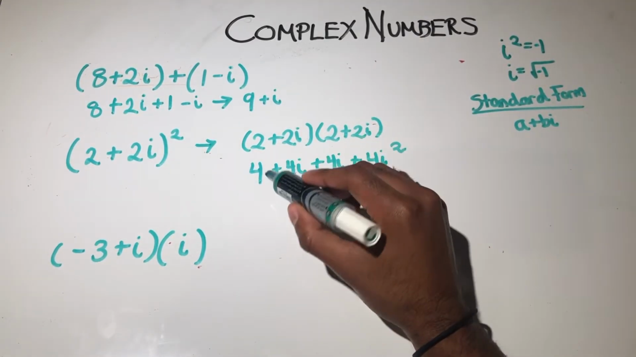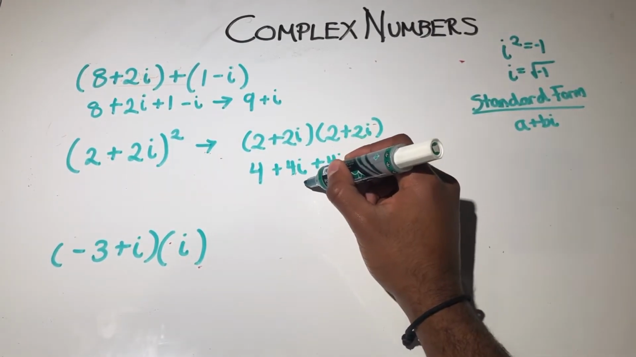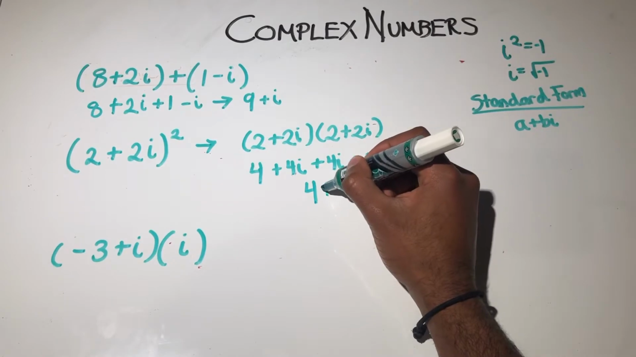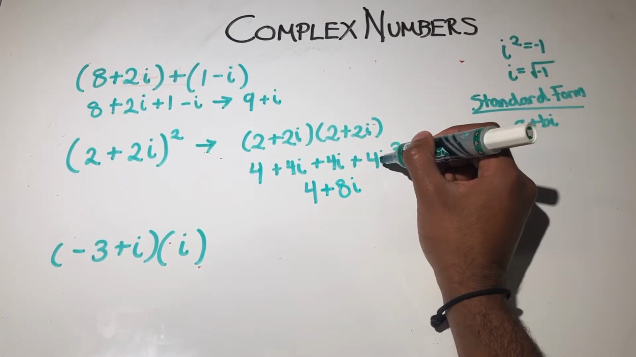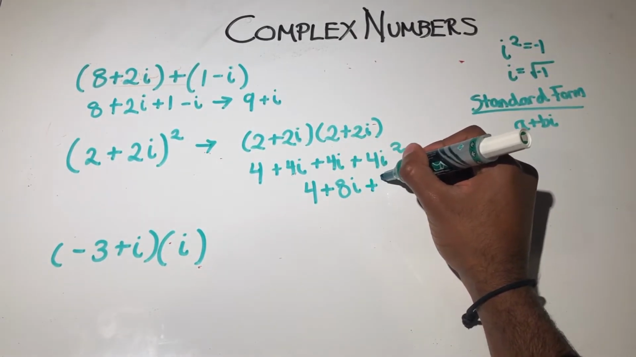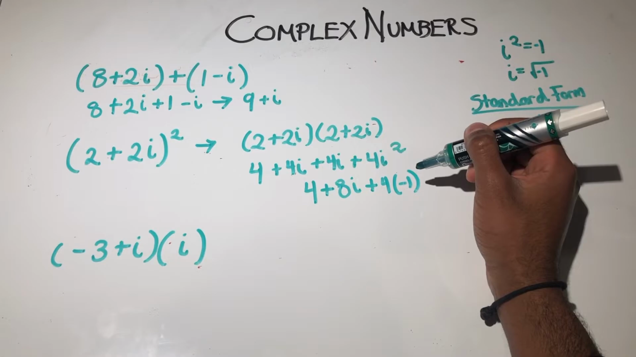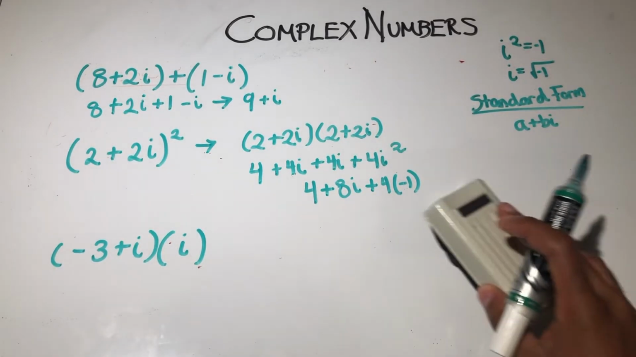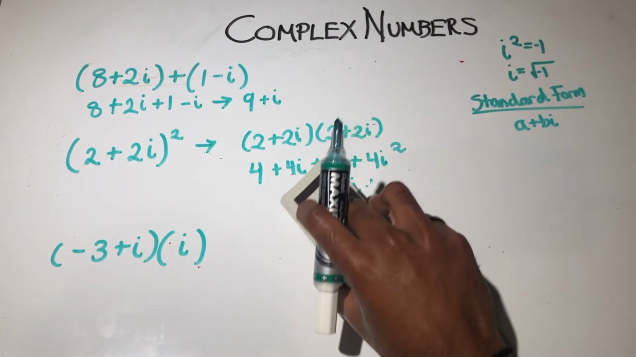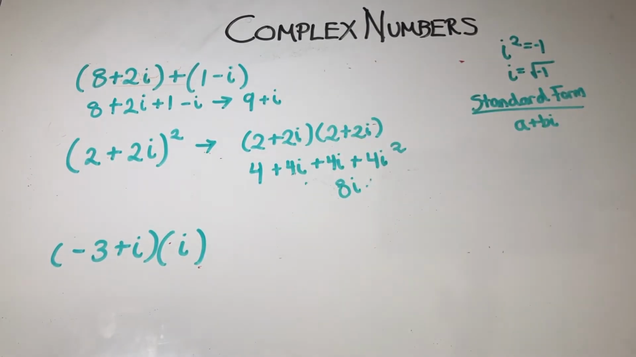Now, if we group like terms, we have the leading term here, which is 4, and then we have 4i plus 4i. That's going to give us 8i, and then we have plus 4i squared. Now, i squared is equal to -1, so 4 times -1. That's going to give us -4. So we can go ahead and erase that, since it's going to cancel with positive 4. Then we're left with 8i. And that's our answer.